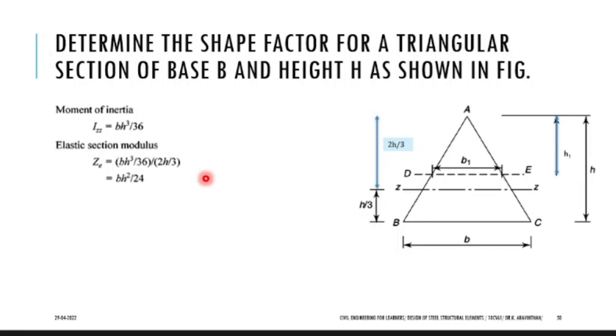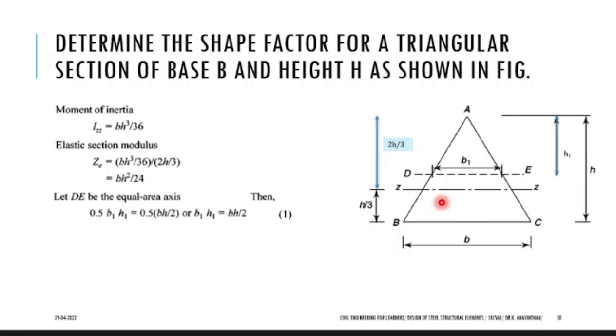Half base into height. You know the area component. Y1 bar plus Y2 bar, you have to find these two. What is Y1 and Y2 bar? It is the distance from the equal area axis to the centroid of the top section. The centroid of the top section is Y1.